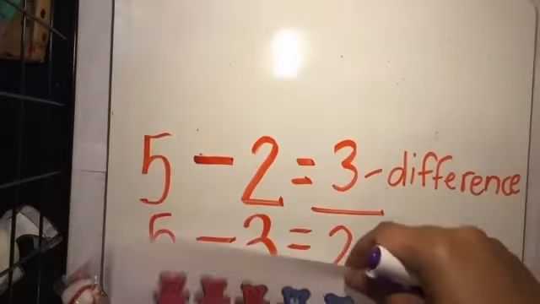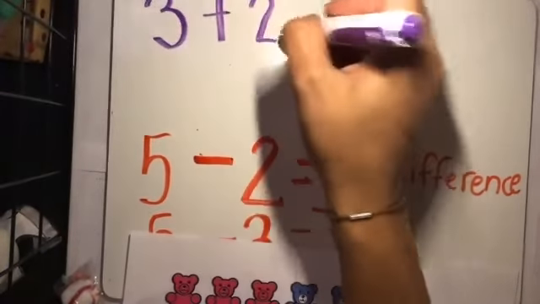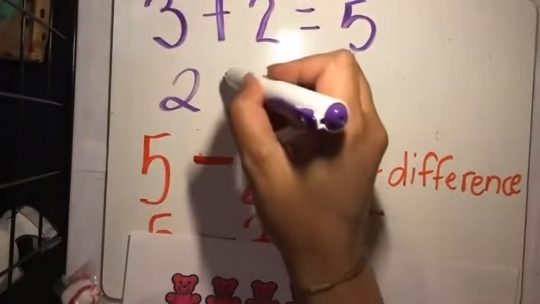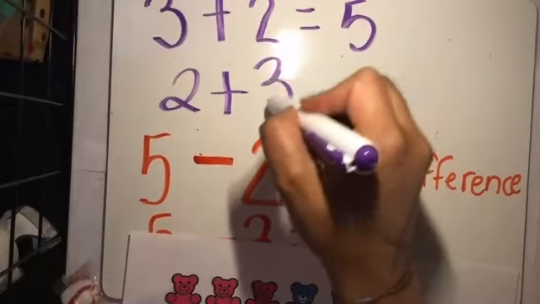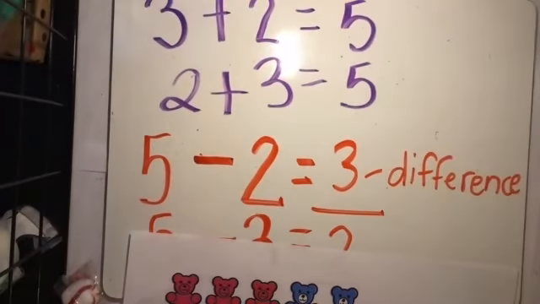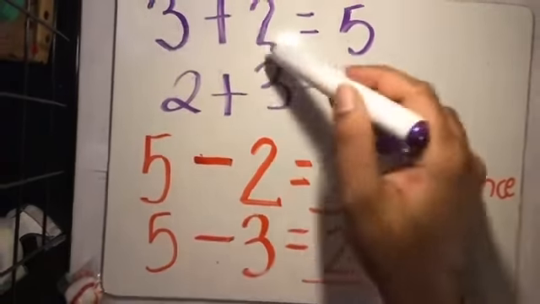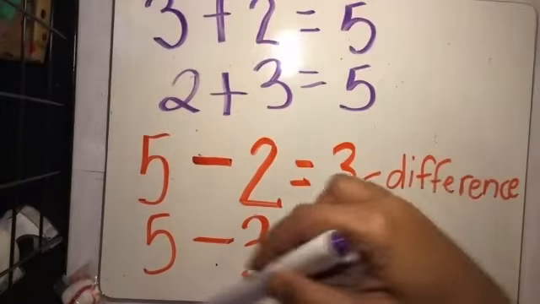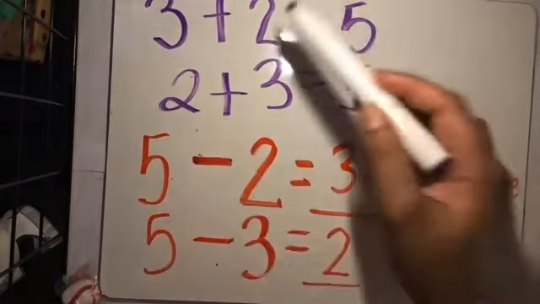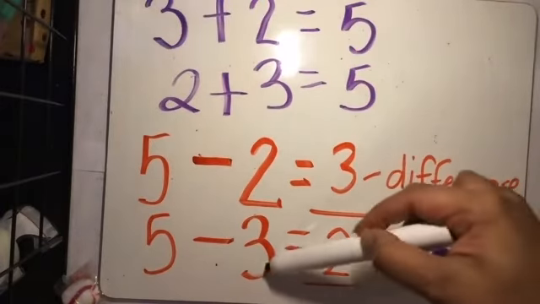So remember I had 3 plus the 2 blueberries equals 5. Then I switched the addends, and then I had 2 plus the 3. So remember I just switched them, equals the same number, the same sum of 5. Boys and girls, what I just did, I took the same 3 numbers. If you notice, every problem has the same 3 numbers: 5, 2, and 3.